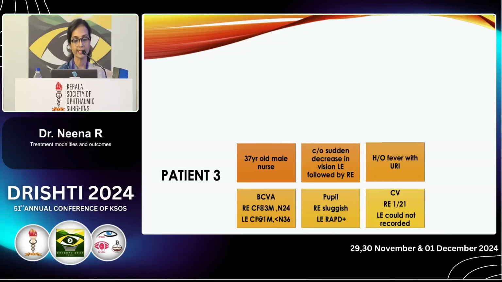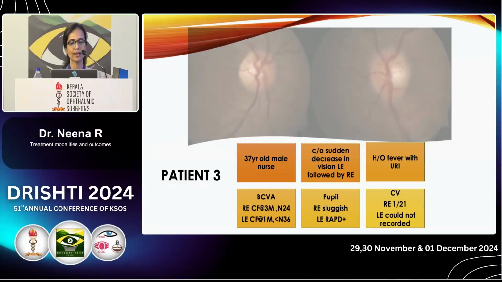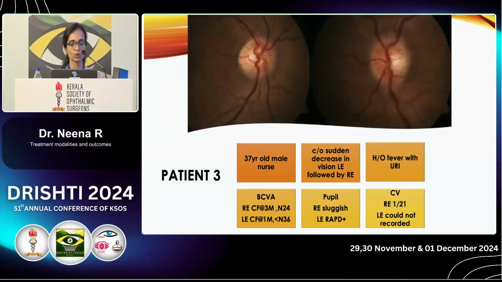Patient 3 is a 37-year-old male nurse who was working in the UK. He came with complaints of sudden decrease in vision in the left eye followed by the right eye. He had a history of URI with fever about 2 weeks back. Visual acuity was poor, counting fingers in both eyes. Pupils were sluggish. The left eye had an RAPD. Color vision could not be assessed because of the poor vision.